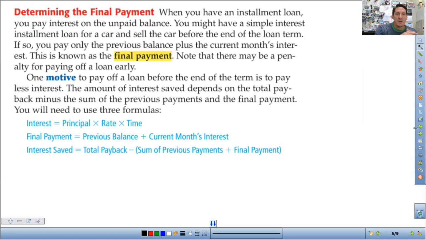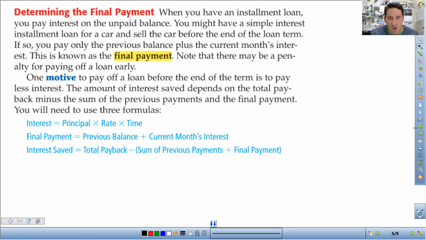When you have an installment loan, you pay interest on the unpaid balance. You might have a simple interest installment loan for a car and sell the car before the end of the loan term. If so, you pay only the previous balance plus the current month's interest. This is known as the final payment. Note there may be a penalty for paying off a loan early.